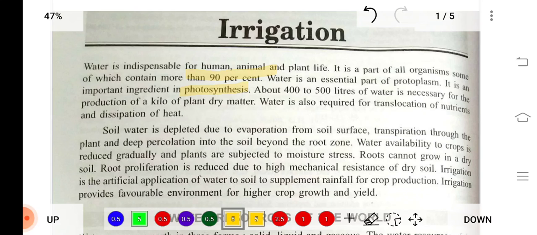Water availability to crops is reduced gradually, and plants are subjected to moisture stress. Under this stress condition, roots cannot grow in dry soil, and root proliferation is reduced due to the high mechanical resistance of dry soil. Irrigation is the artificial application of water to soil to supplement rainfall for crop production. Irrigation provides a favorable environment for higher crop growth and yield.